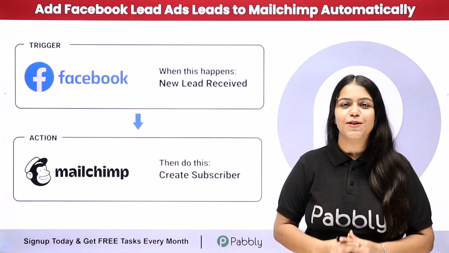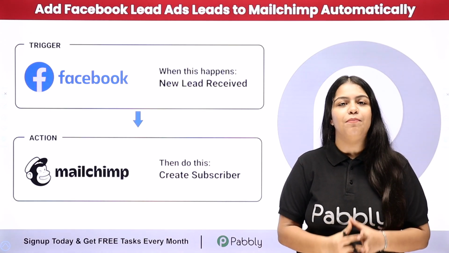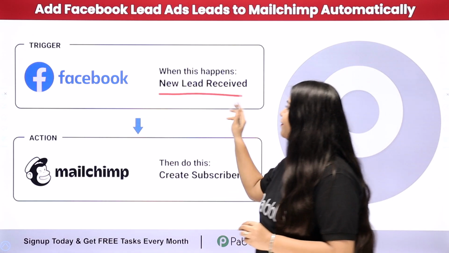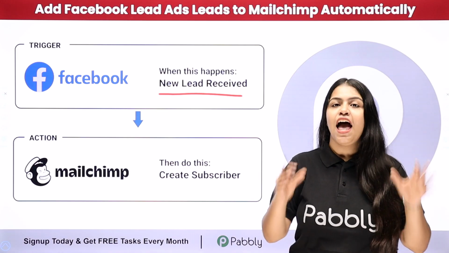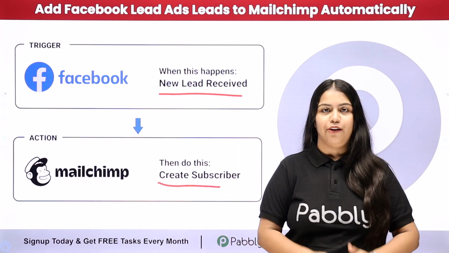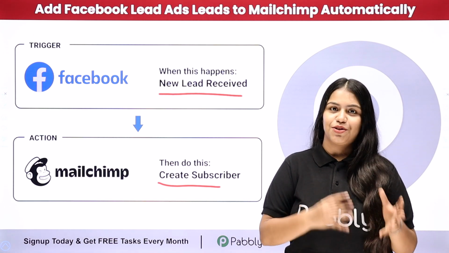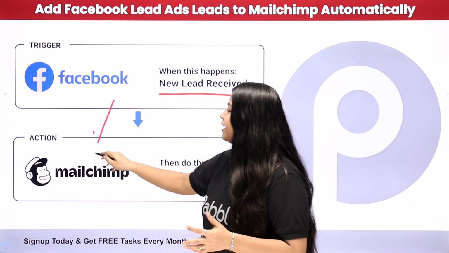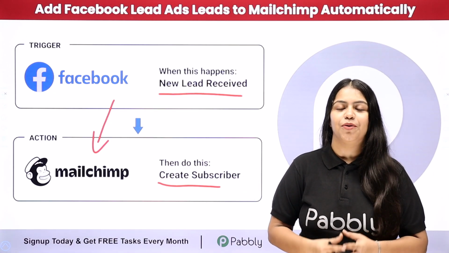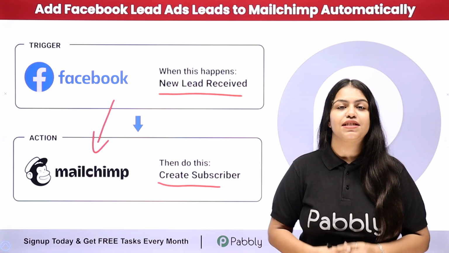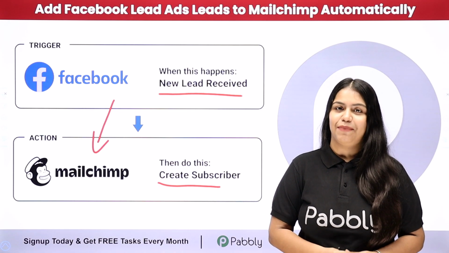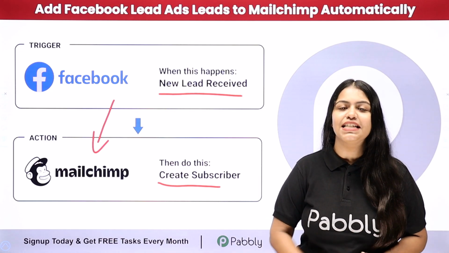So like you, I also use Facebook lead ads to get more leads for my own business. And now what I want is that as soon as we receive a new lead from Facebook lead ads, I want to add the lead details as the subscriber in my Mailchimp account. So to do this, we are simply going to create a connection between Facebook lead ads and Mailchimp, and we are going to create this connection without knowing any programming or coding language using an amazing automation software which is Pabbly Connect.